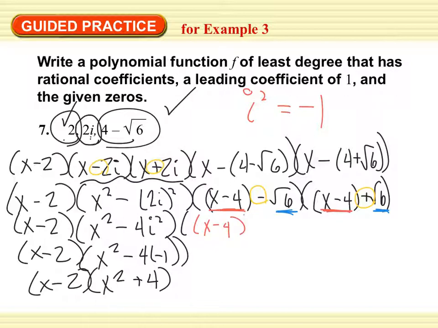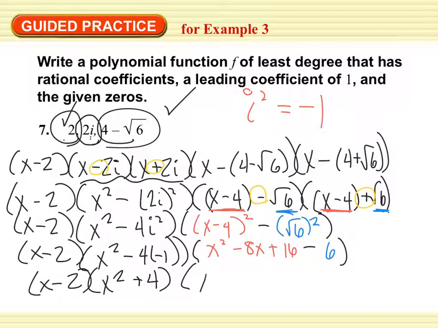So what I'll see here is x minus 4 quantity squared minus root 6 quantity squared. Okay, x minus 4 quantity squared is x minus 4 times x minus 4. So x squared minus 8x plus 16 minus square root of 6 squared. So that gives me x squared minus 8x plus 10. Whew, need a new slide.